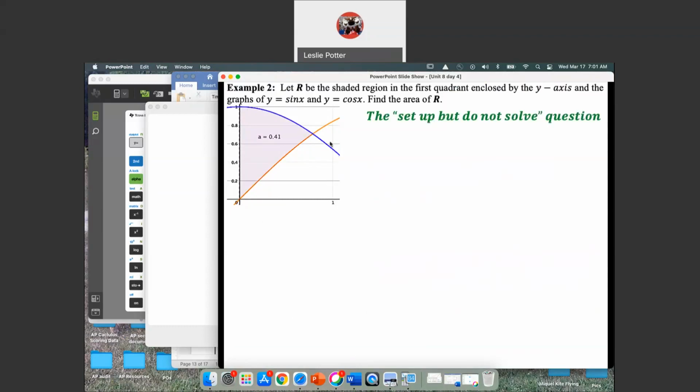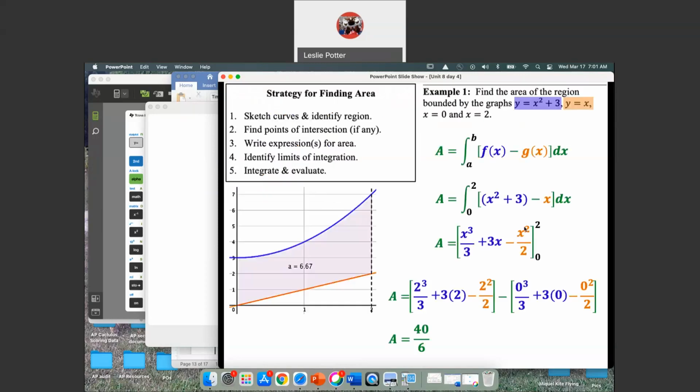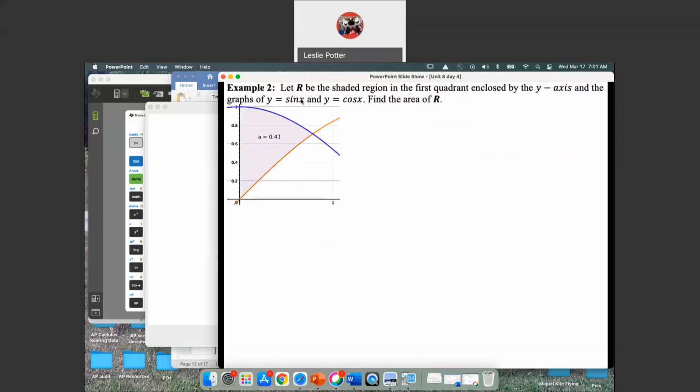Okay, so I also want to talk about this scenario, because this is common. I would say for example 1, they would probably not ask you this question, but when they start introducing trigonometric functions or more complicated functions, a lot of times they ask you to set up but do not solve. So they want you to just write this expression and then go on. They don't want you to solve it. That happens a lot when we get to more complex expressions, so we'll talk about that as we approach it.